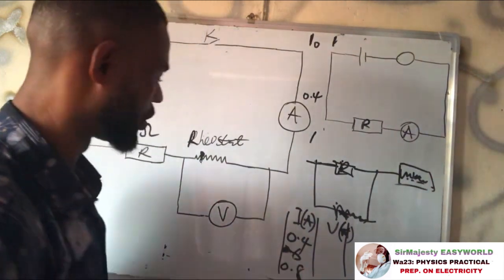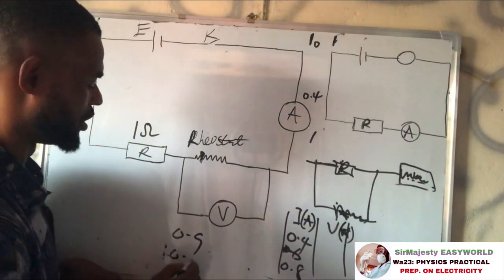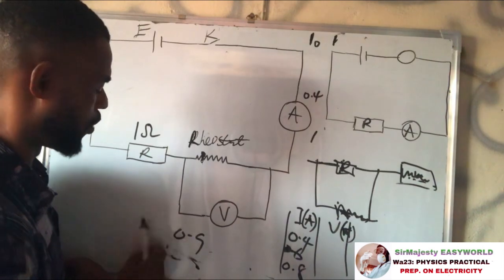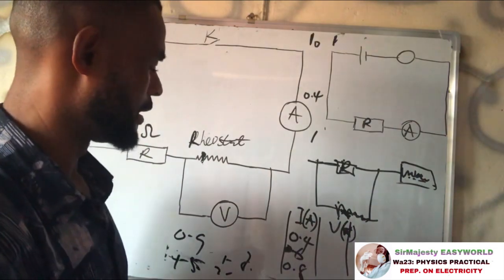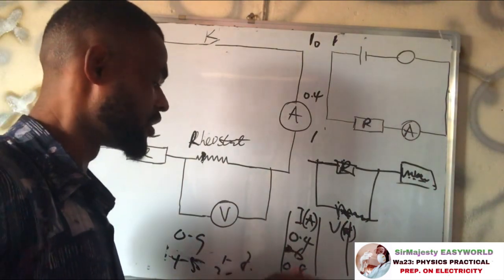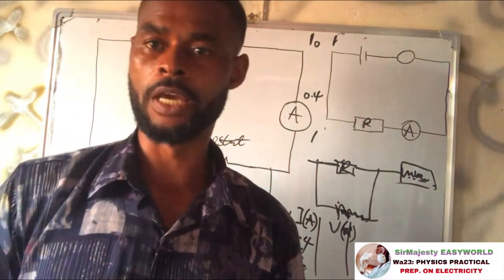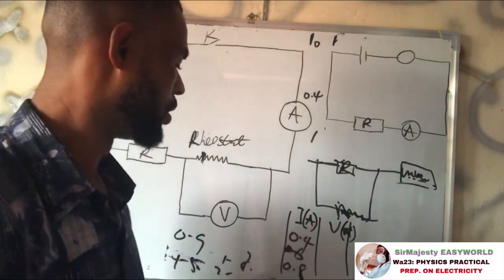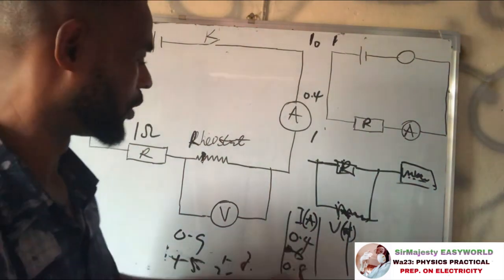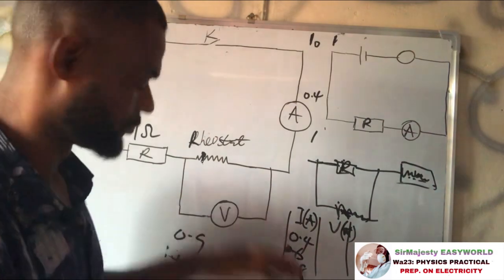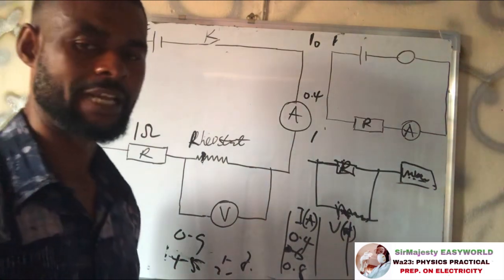Your own question can ask you to get a current of 0.9, 0.8, or whatever, or 1.5, 1.8, 2 points. It's not a must that it will be like mine. I am using 0.4, 0.6, 0.8 as a reference, but your own question or instruction may say something different. Just follow the instruction. Here I'm using 0.4, 0.6, 0.8. After 0.8, you have 1, 1.2, and then finally 1.4.